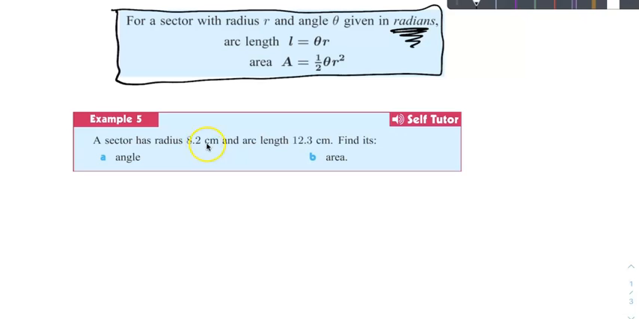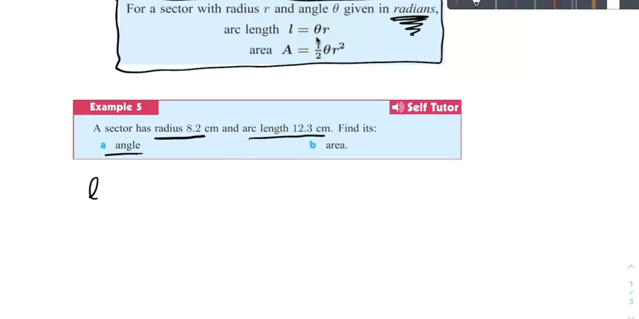So here's an example. A sector has a radius of 8.2 centimeters and an arc length of 12.3. Find its angle and the area. So we have the radius and we have the arc length. We want the angle. Arc length is this formula right here, so let's write that down. L equals theta times r. Remember, it is in the formula sheet. Then plug in what you know. I know the arc length is 12.3, I know the radius is 8.2, and theta is what I'm looking for.